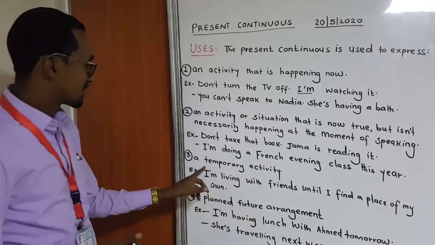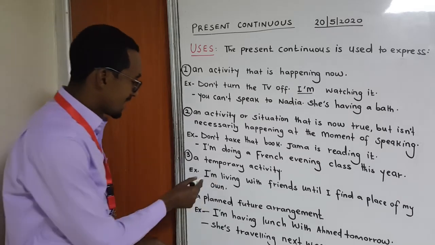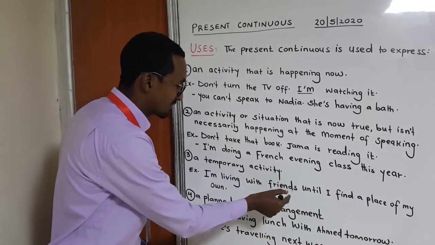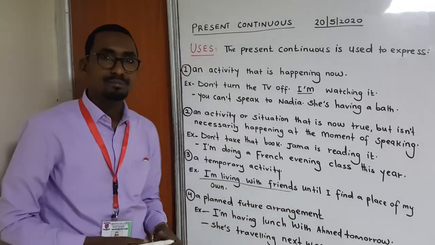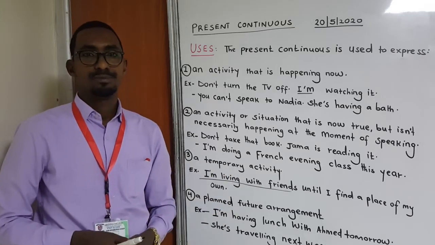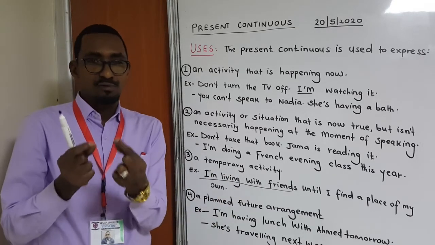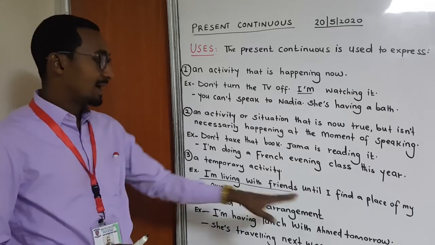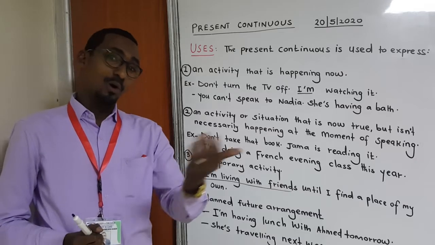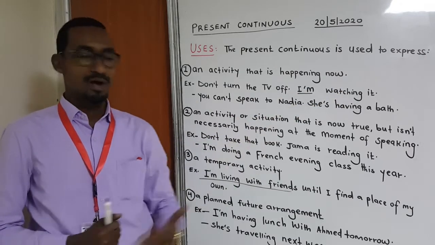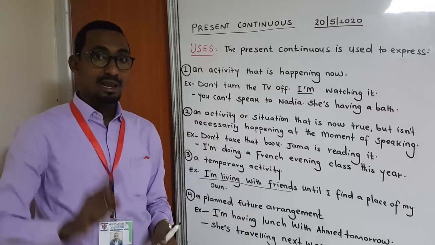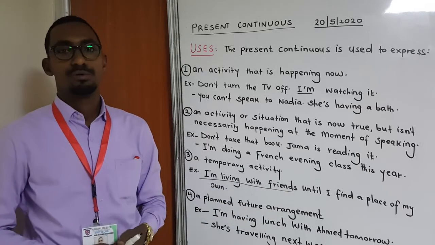Another example is like this. I am living with friends. This is the present continuous. See that? I am living with friends. This is a temporary activity because this action will last for a short time, until I find a place of my own. The moment you find your own house, then you will move to your own house. Waxaan la noolahay saaxiibadeyda ilaa aan ka helayo meel aan ku noolaado.